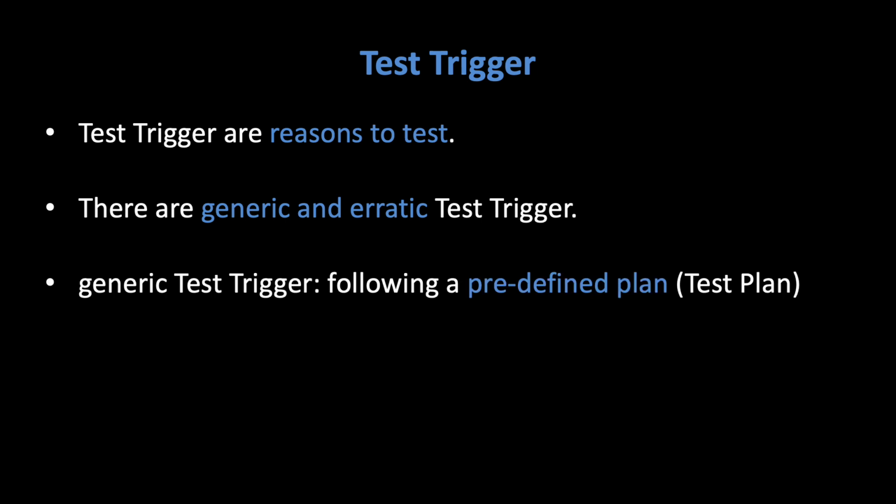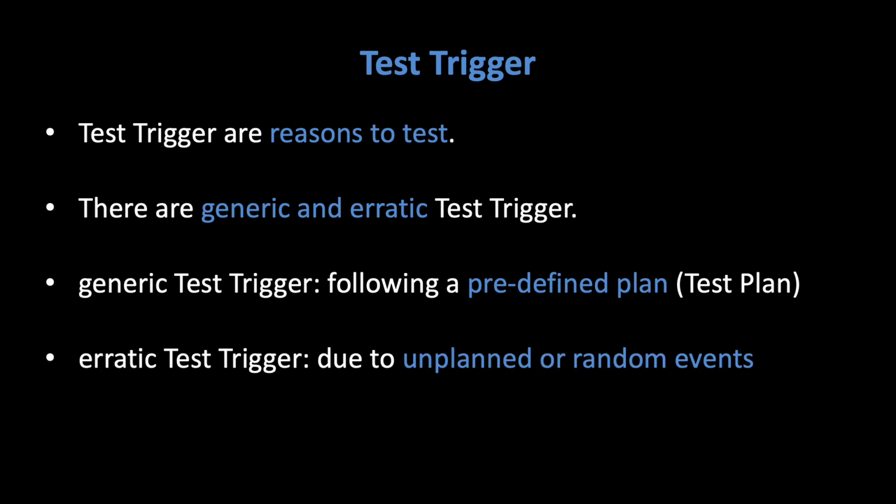Generic test triggers follow a predefined plan, which is usually outlined in the test plan. So that could be that you expect a new software to test every week, or you follow a specific release plan that the whole project or organization is operating with.